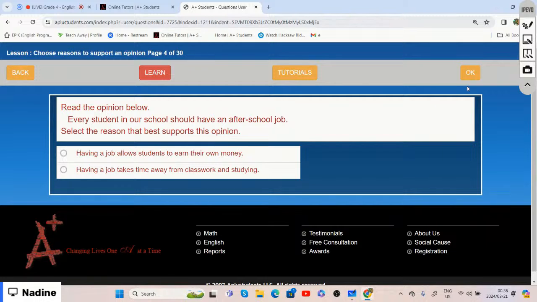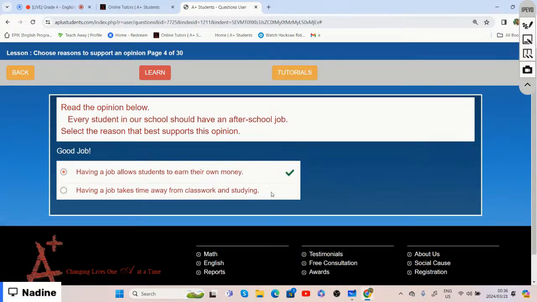All right, then if we choose the correct one that best supports the opinion, it's because having a job can allow you to have your own money. So well done.